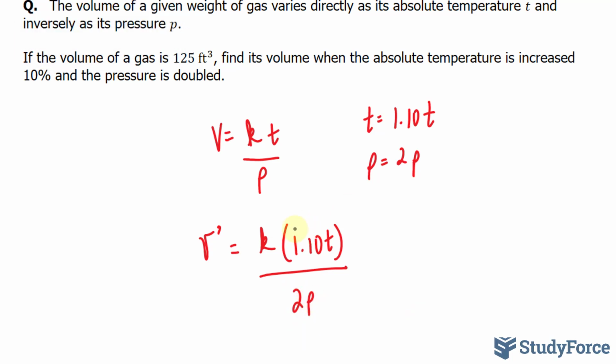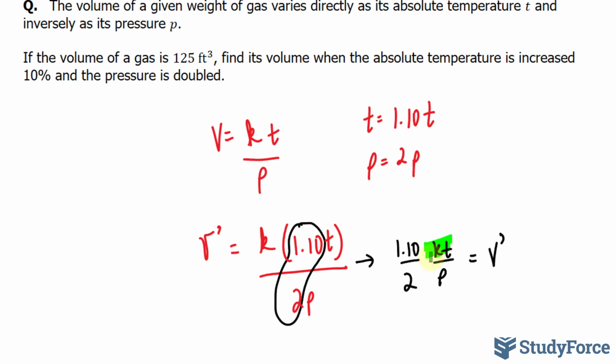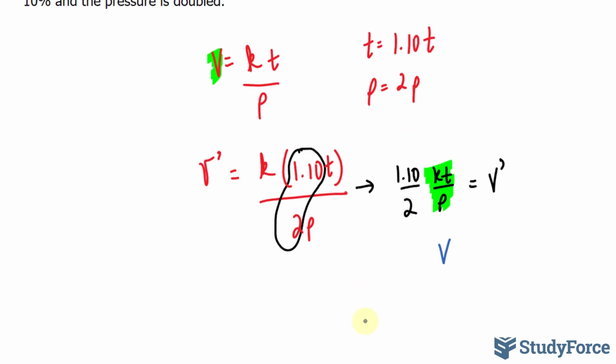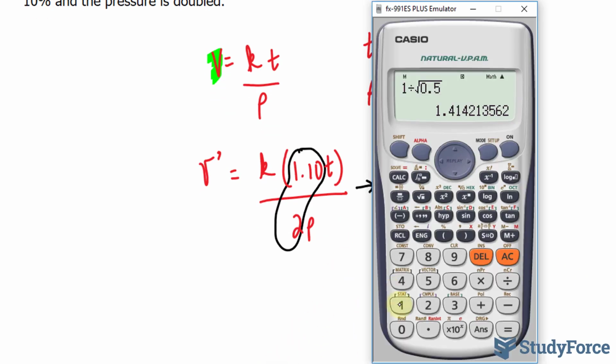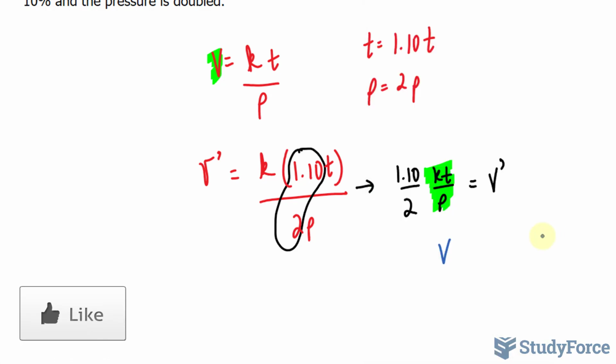What I'll do next is divide 1.10 by this 2, and if I do that, I end up with 1.10 divided by 2, KT over P is equal to V prime. And you'll notice right away that this is equal to your original V. So I'll substitute this with V, and I'll find out what 1.10 divided by 2 is in decimal. That gives me 0.55. 0.55 V is equal to V prime.